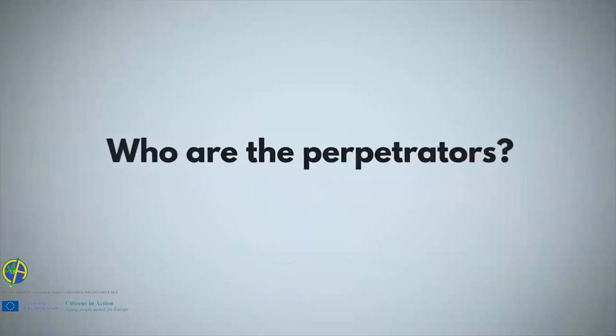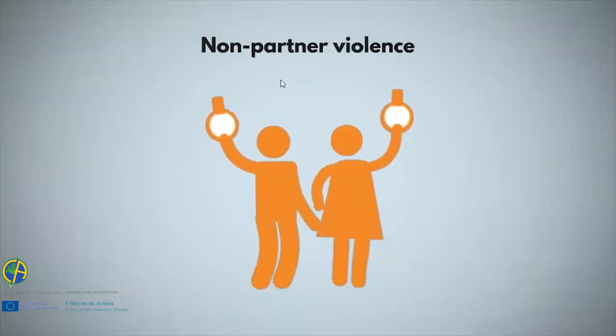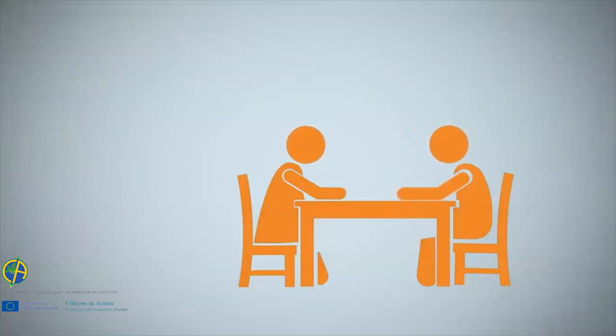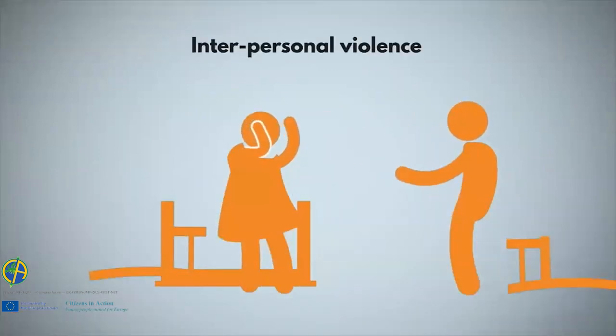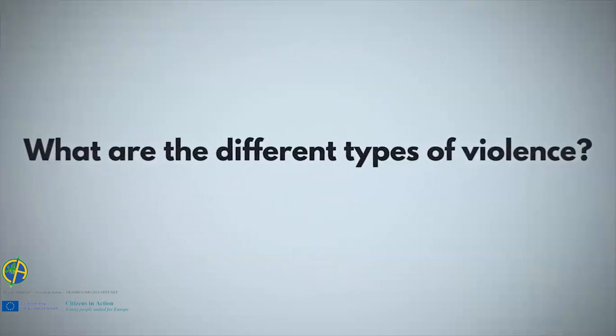Who are the perpetrators? Non-partner violence is violence inflicted by someone you do not know well, like strangers, acquaintances, or colleagues. However, violence is generally perpetrated by someone you are close to. This is known as interpersonal violence, which is perpetrated by either a friend or a family member. Intimate partner violence is perpetrated by someone you are in an intimate partner relationship with, a lover, spouse, or an ex-partner. What are the different types of violence?